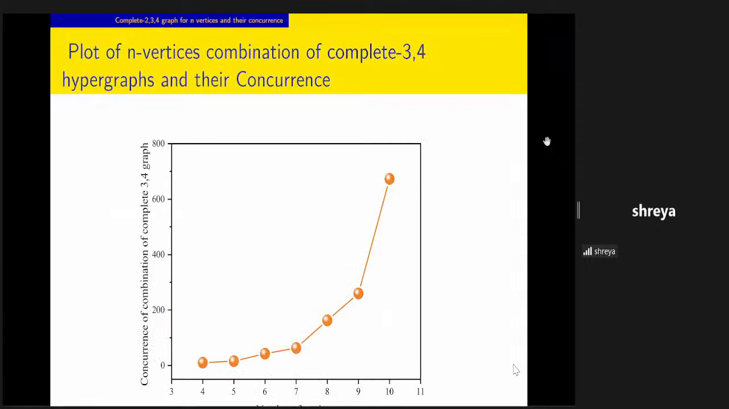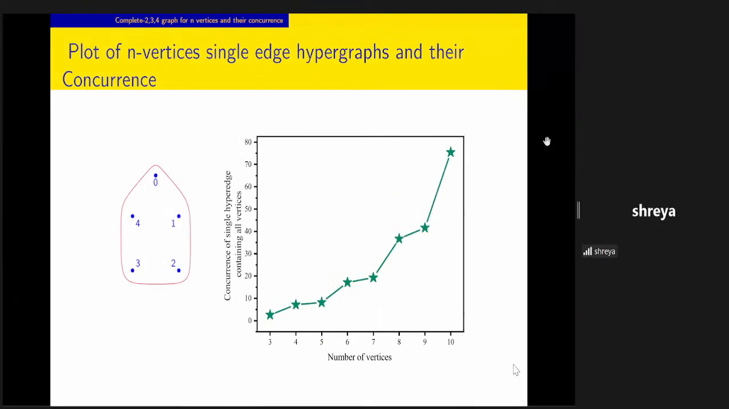And in a similar fashion, we also studied complete 3, 4 hypergraphs and their concurrences. They follow the same pattern. After that, we calculate for the n-vertices single edge system. That is, these hypergraphs have only one edge, of length n. In an n-vertices system, there will be only one hyperedge of length n.